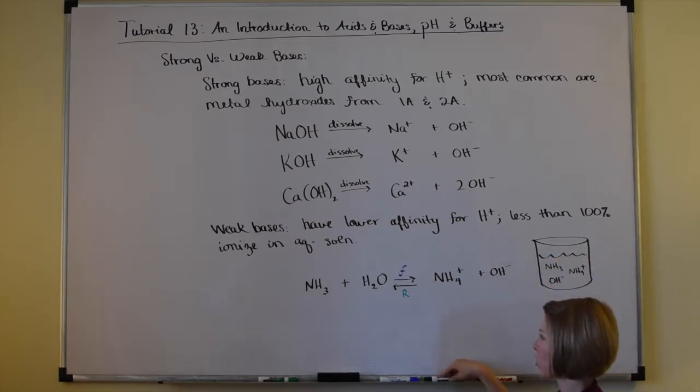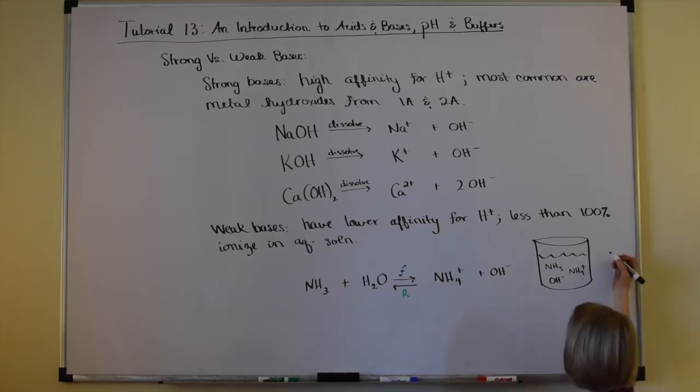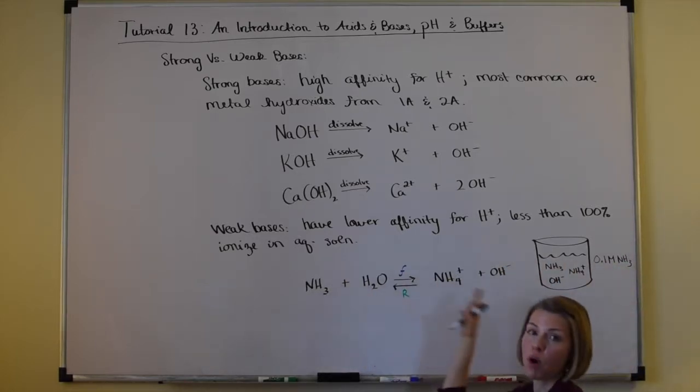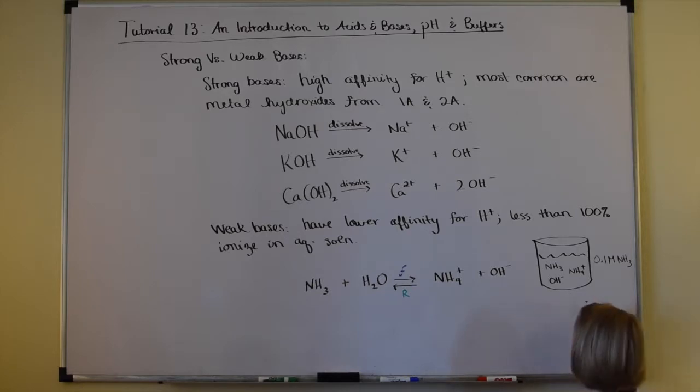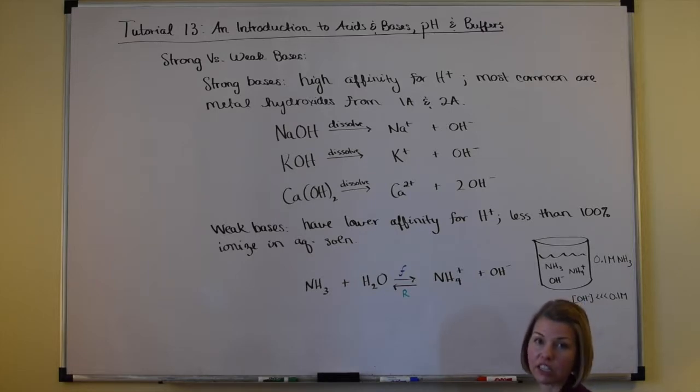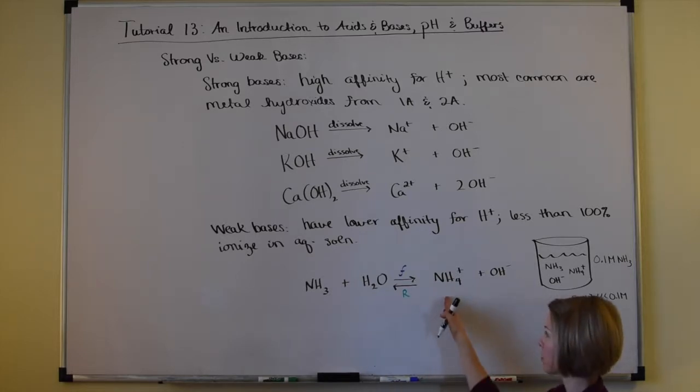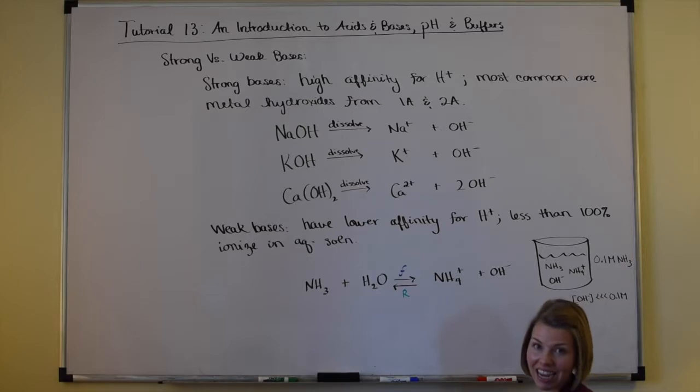But let's say that your ammonia solution was a 0.1 molar solution. Because not all of the ammonia is going to ionize, you're going to have a hydroxide ion concentration that is quite a bit less than 0.1 molar, because not all of that ammonia is going to ionize to turn into ammonium cations and hydroxide anions.